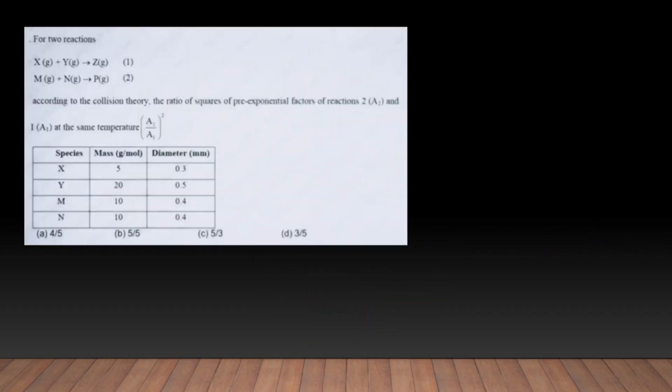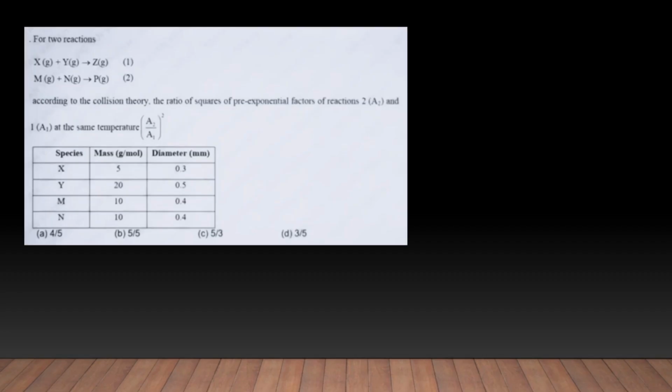Next is this one. Two reactions have been given to us. First reaction, X plus Y is combining to give Z, and in the second, M plus N is combining to form the P product. According to the collision theory, the ratio of the squares of their pre-exponential factors, A2 for reaction 2 and A1 for reaction 1, at the same temperature, A2 by A1 square, is equal to.